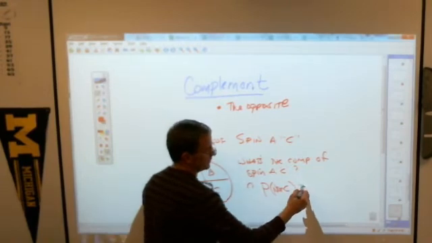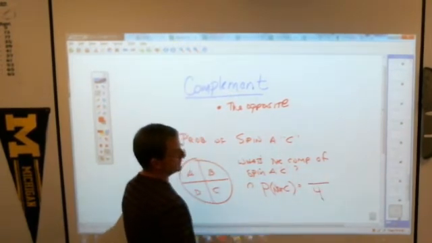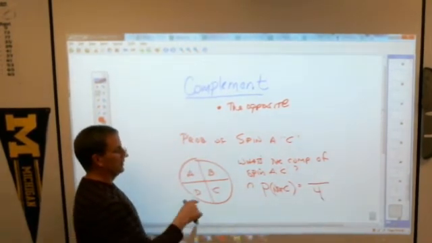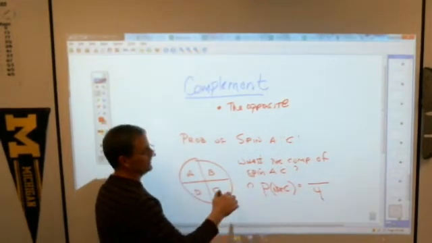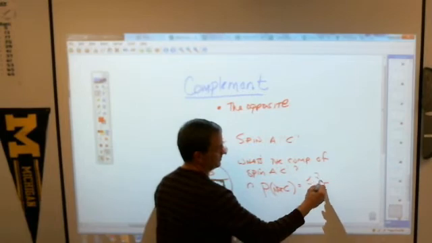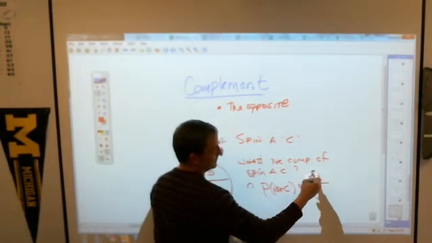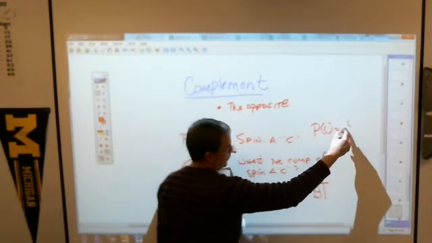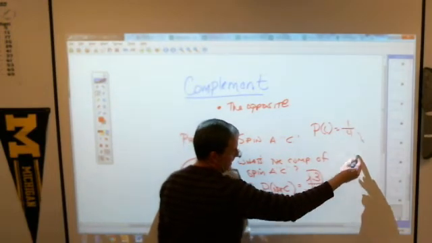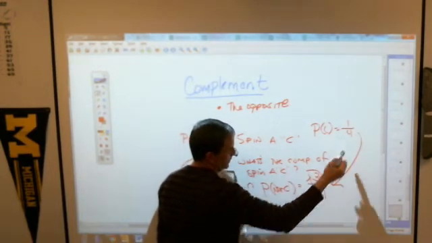Which would mean, how many not seeds are there? Oh, not seeds, we're not talking not seeds. How many of these are not seeds? A, B, and D, which is 3. The probability of spinning a seed is 1/4. The probability of not spinning a seed is 3/4.